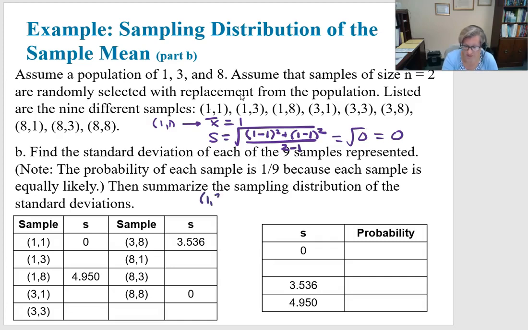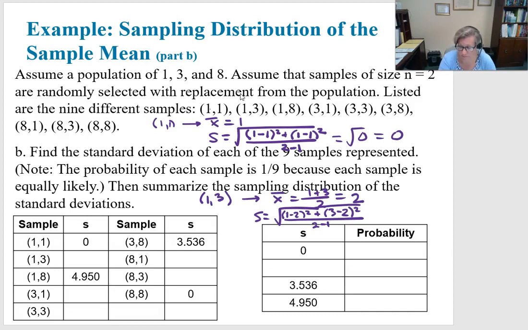So 1, 3, because that one's blank on the chart. Okay, so find your x bar. That would be 1 plus 3 divided by 2. So 4 divided by 2 is 2. So that's my mean. And now let's find our standard deviation. The first data point is 1, so 1 minus 2, square that, plus the next one is 3, 3 minus our x bar, and square that. And then divide that by 2 minus 1, 2 data points minus 1 because it's a sample.